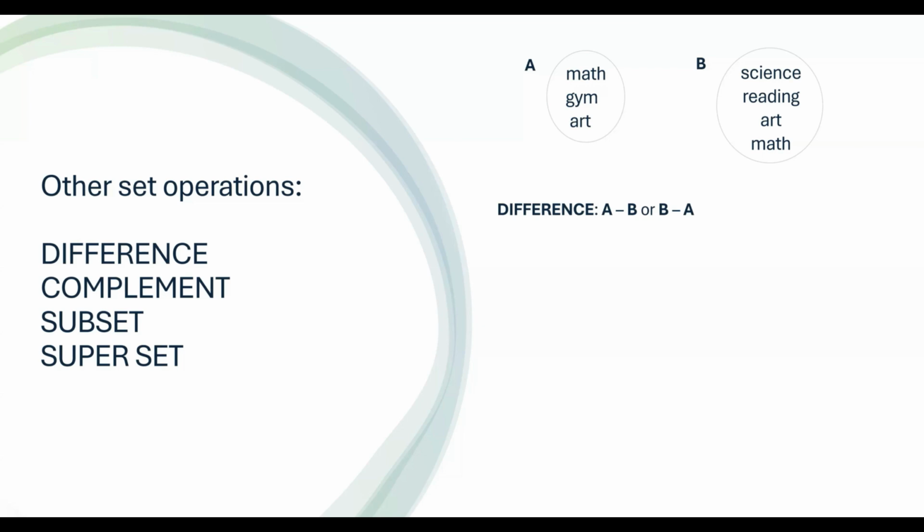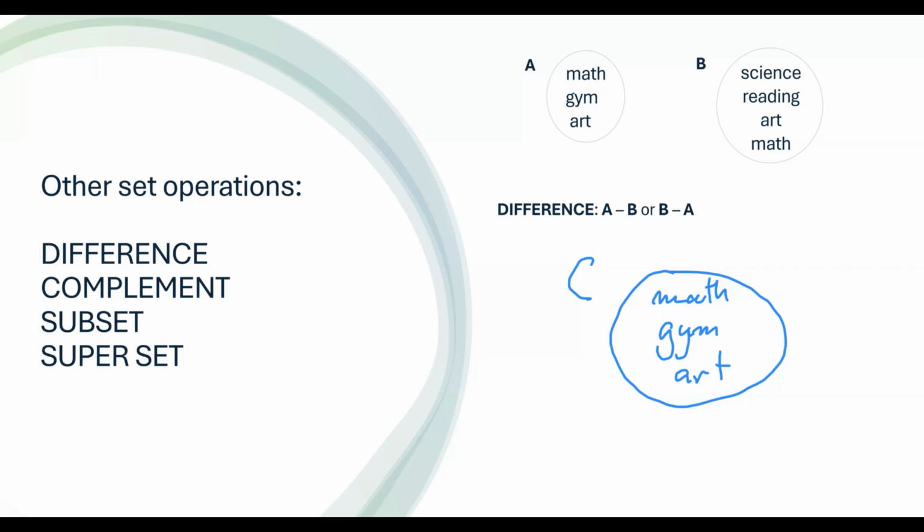Now, in the case of A take away B, look at what is shared between A and B. So you take away what is inside B that also appears in A. So you get a set C, and let's write A into it. So here you have math, gym, and art. Now look at B. Now you find art in B. So yep, take away, that goes. Now you see math, take away, that goes. So that's it. C is the difference when you do A take away B.